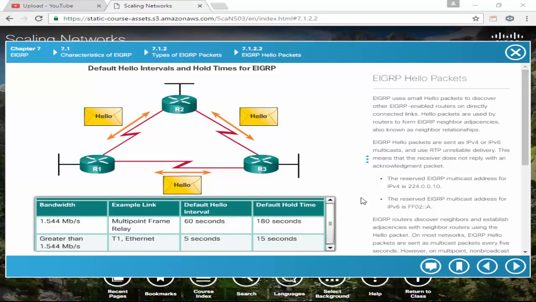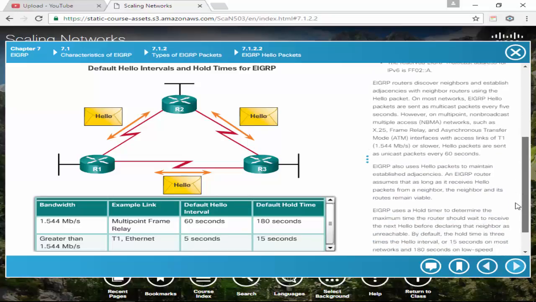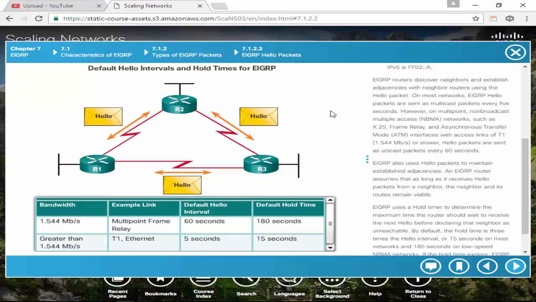Alright, so the thing about hello packets, well, they're sent on this multicast apparently. And so then they go into the important stuff. EIGRP routers discover neighbors and establish adjacencies with neighbor routers using the hello packet. On most networks, EIGRP hello packets are sent multicast every 5 seconds.